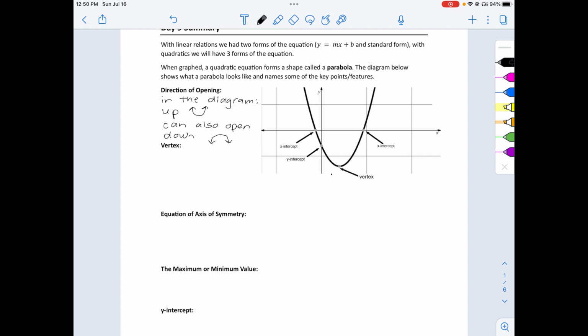It will never open sideways. That would not be a quadratic relation. So you only have to worry about opening up, a U shape, or opening down, a hill shape.